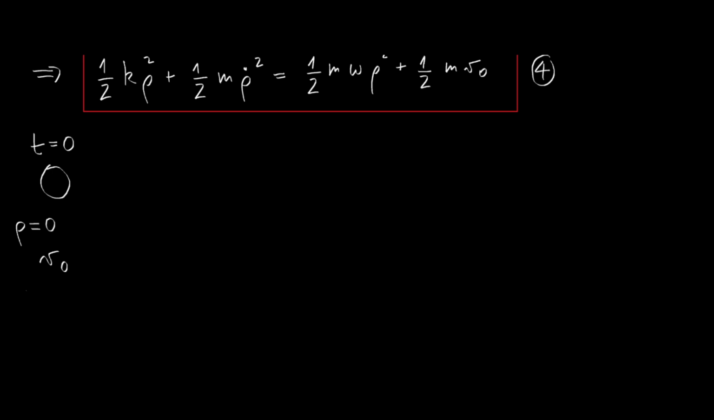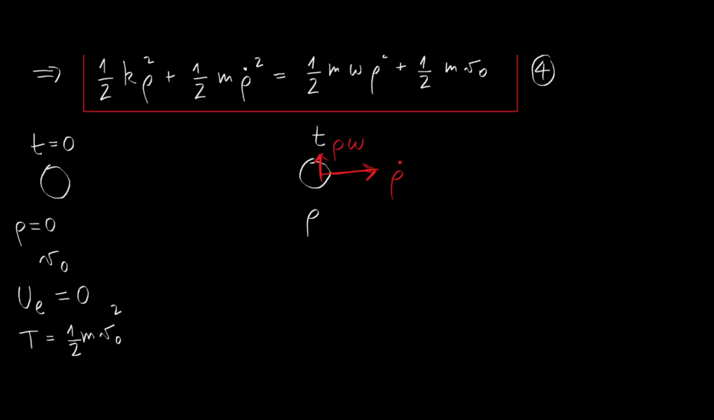Thus, we have no elastic potential energy. I will call it U sub E, which is 0. And the kinetic energy is 1/2 m v0 square. And in the final condition, this is initial, this is final, at some arbitrary time t, rho is just simply rho. And we have here two velocities, a radial velocity, given by rho dot, and a transversal velocity, which is given by rho times theta dot, which is omega.